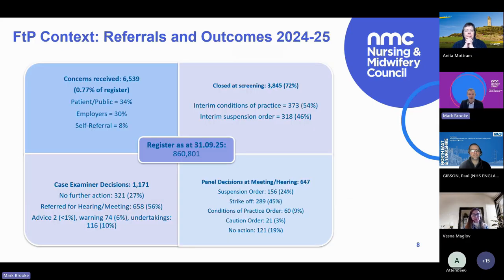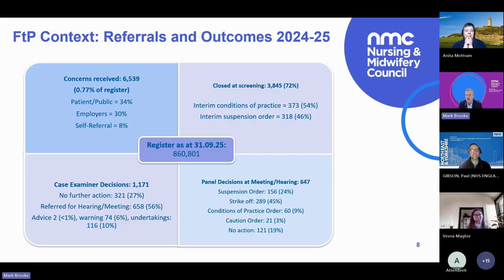I said I'd give you a little bit of data. So when I talked about that people are worried that the NMC are there to take your PIN, as of the 31st of September last year, we'd given out 860,801 PINs to nurses, midwives and nursing associates. That's how many people there are currently on our register. So when you join the register, you join a large number of professionals. In that year, you can see we received just over 6,500 referrals, which actually only equates to just over 0.7% of the register.